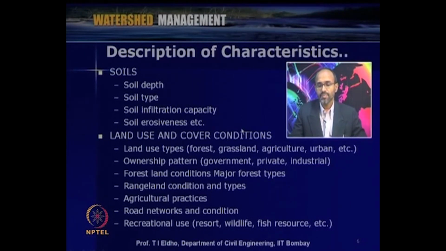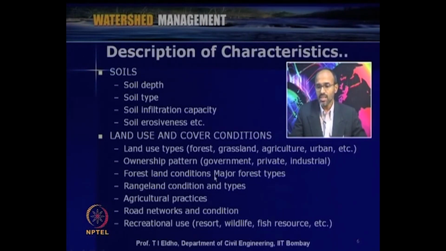And then finally, the land use and land cover conditions. Land use determines many parameters, like manure reference coefficients or the agricultural pattern, all according to the land use and land cover. So, land use types like forests, grasslands, agricultural land, urban land, etc. Then the ownership pattern, whether it is government land, private land, industrial land. Accordingly, the various things we can do within the watershed will vary.